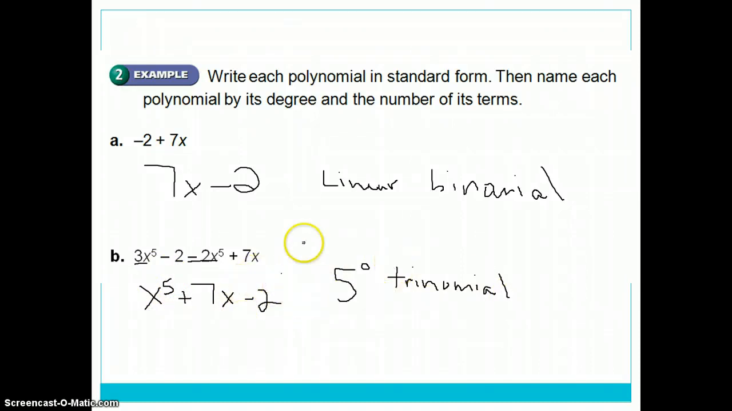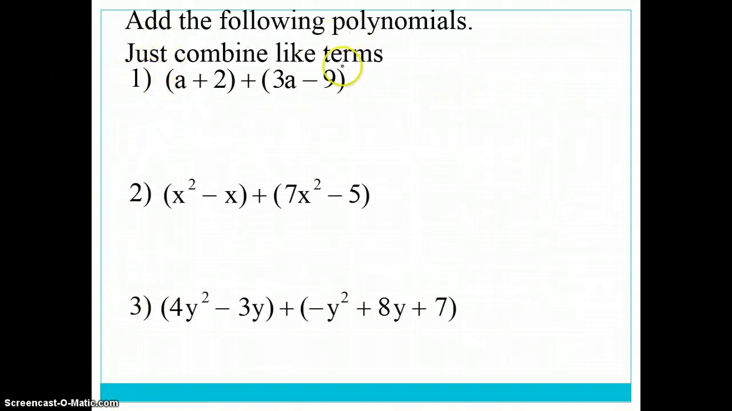All right, now, moving on. Add the following polynomials. All you have to do for these, there's no trick, just combine like terms. Okay? In fact, in these addition problems, you really don't even need the parentheses. If you see an addition between the two binomials or trinomials, whatever they are, you just have to combine like terms. So it's a plus 3a is 4a, and 2 plus negative 9, or 2 minus 9, is negative 7. Okay? And that is a linear binomial.